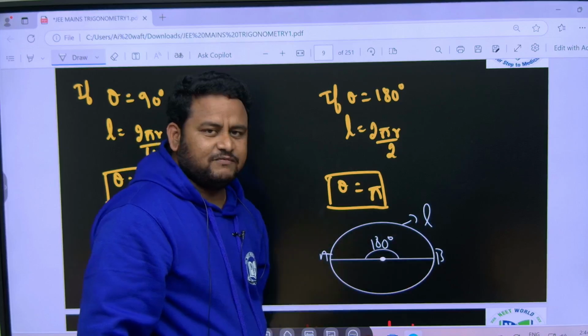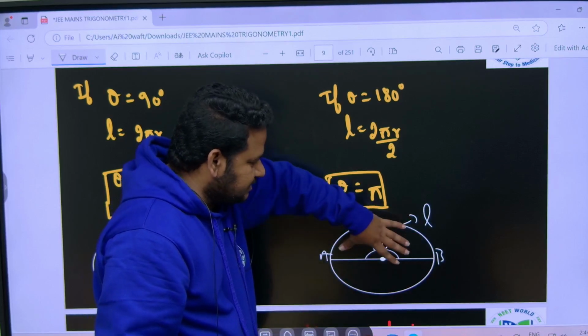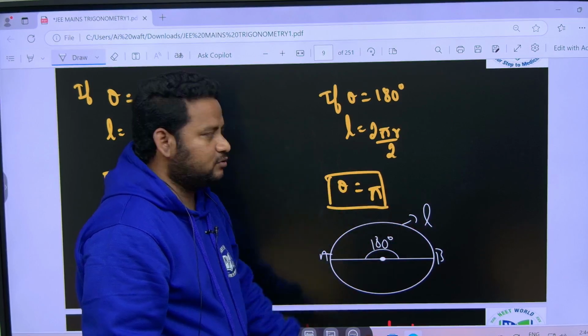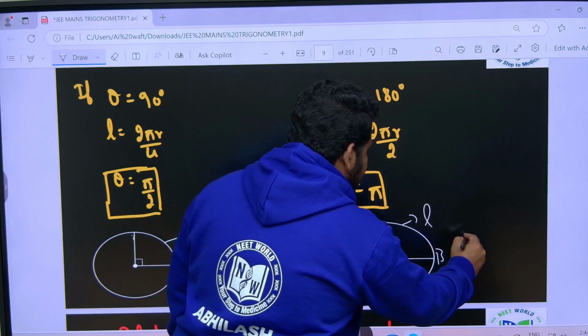This is what? Circumference. This is what? Semicircle. Okay. Semicircle circumference is what? That is C by 2. That is 2 pi r by 2. That is pi r. So theta will be equal to pi.